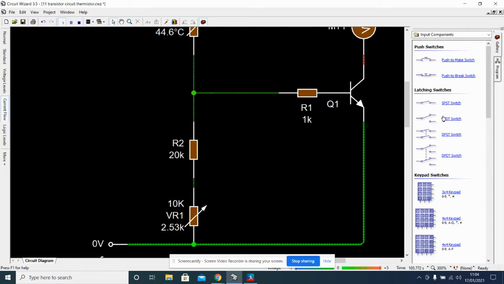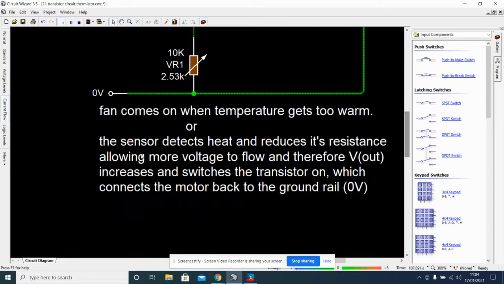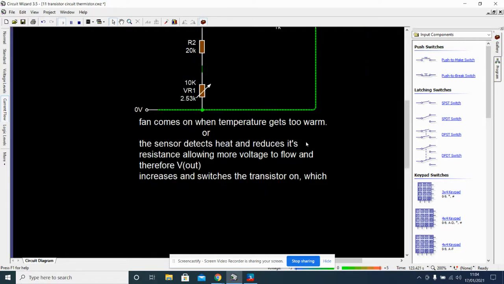So the sensor detects heat and reduces its resistance, as we've seen before, allowing more voltage to flow, and therefore V out increases and switches the transistor on, which connects the motor back to the ground rail and completes the circuit.